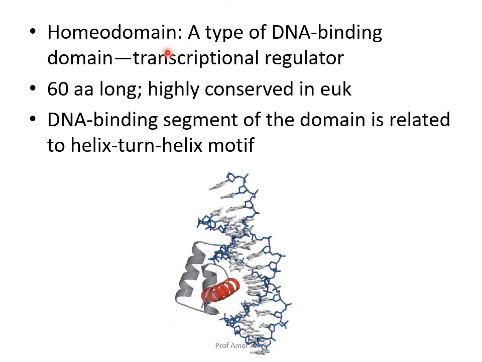Another example is the homeodomain. This is a type of DNA domain which is a transcriptional regulator. It is about 60 amino acids long and it is highly conserved in eukaryotes. The DNA binding segment of this domain is related to the helix-turn-helix motif, and this is the structure for this homeodomain.